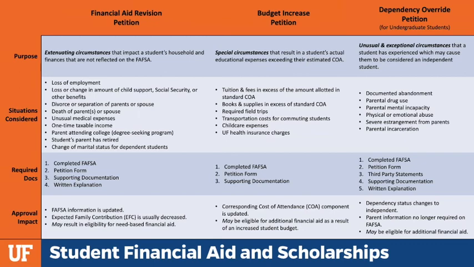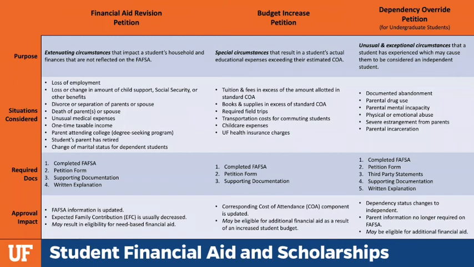So we just reviewed the 3 petitions that our office reviews to see if we can make any adjustments to reflect what your current situations are. So let's just sum these up real quick. So we have the Financial Aid Revision Petition, the Budget Increase Petition, and the Dependency Override Petition if you're an undergraduate student. If you're completing the Financial Aid Revision Petition, that means that you have an extenuating circumstance that impacts your student's household or finances that are not reflected on the FAFSA.